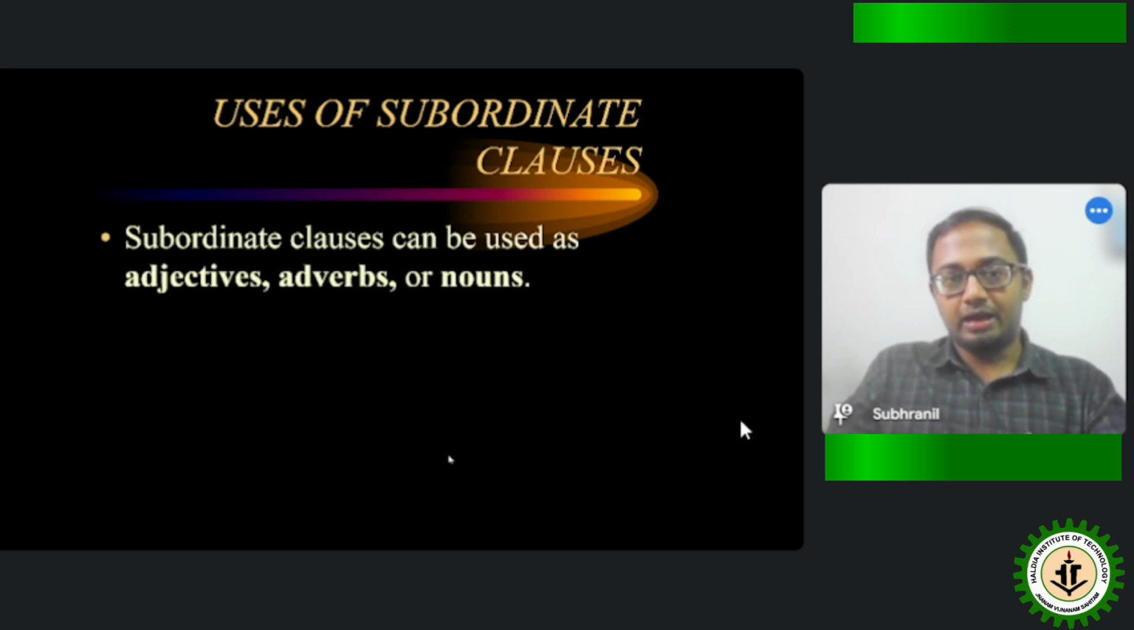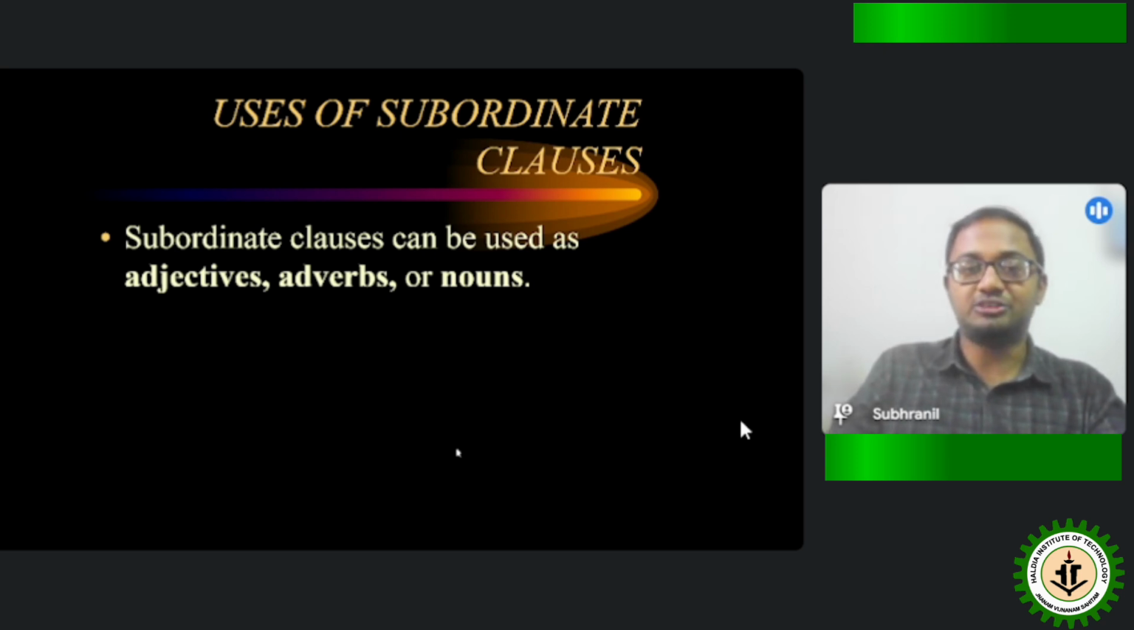Now, the subordinate clauses are divided into three types: adjective clause, adverbial clause, and noun clause. I guess you all know what is an adjective, what is an adverb, and what is a noun. Because while going through the adjective clause, adverbial clause, and noun clause, the properties of the adjective, adverb, and noun accordingly will be followed.